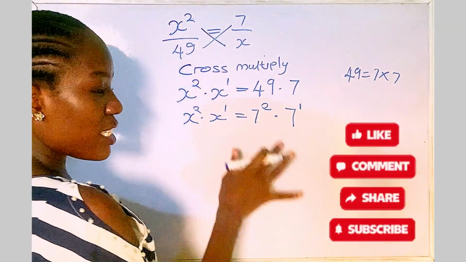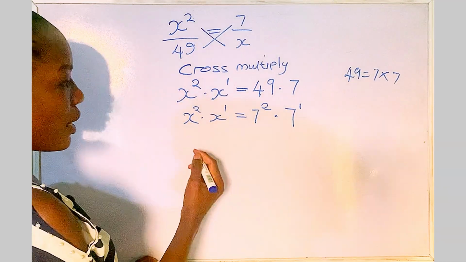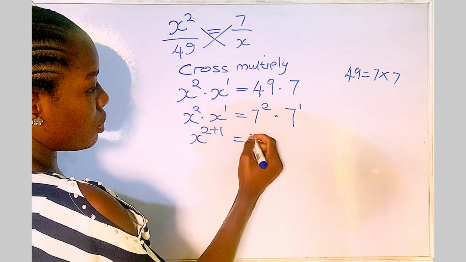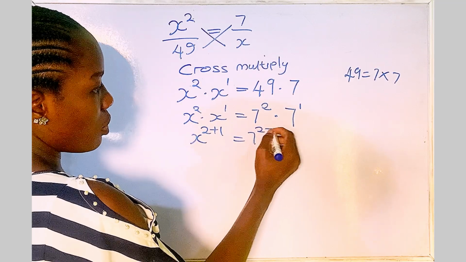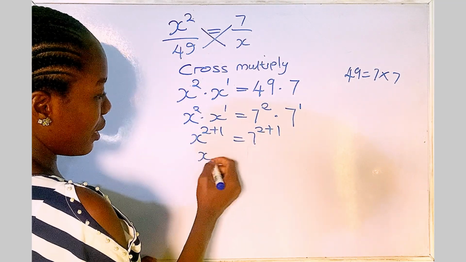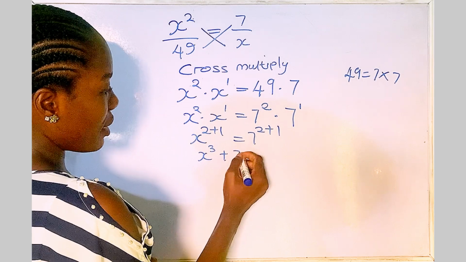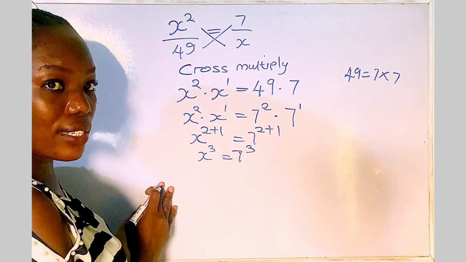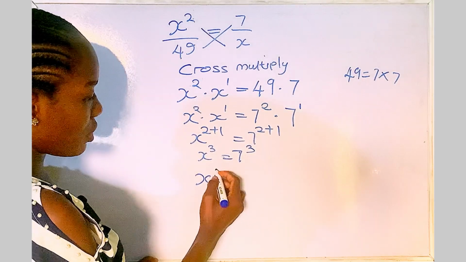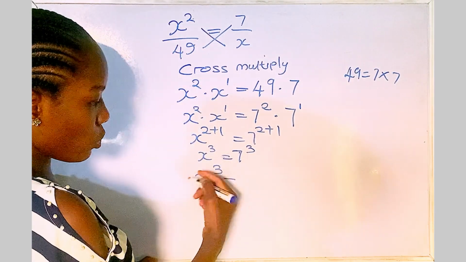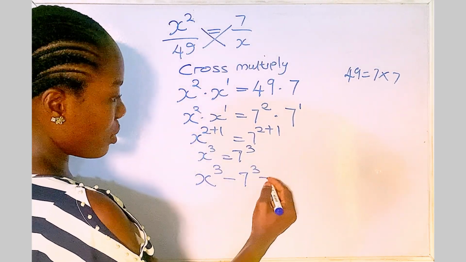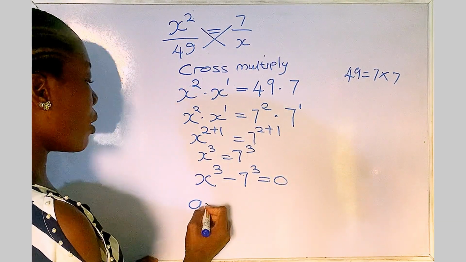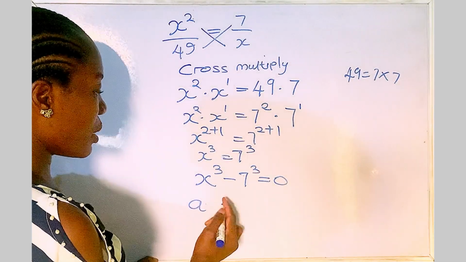But let's follow a long method to see. All right? So we have x to the power of 2 plus 1 is equal to 7 to the power of 2 plus 1. So this is x to the power of 3 is equal to 7 to the power of 3. Let's equate this to 0. We have x to the power of 3 minus, when it comes over, 7 to the power of 3 is equal to 0.